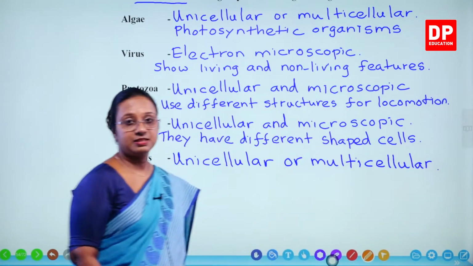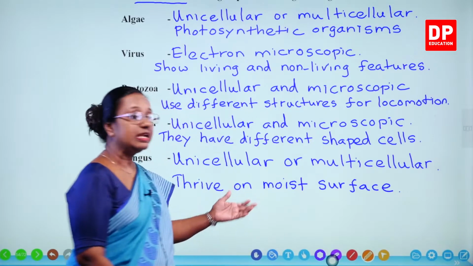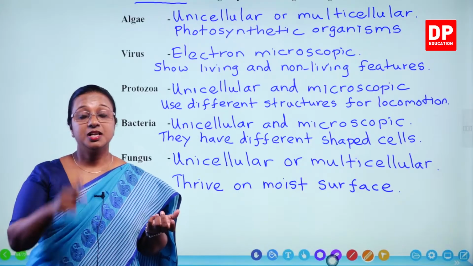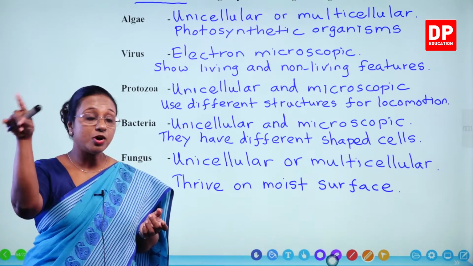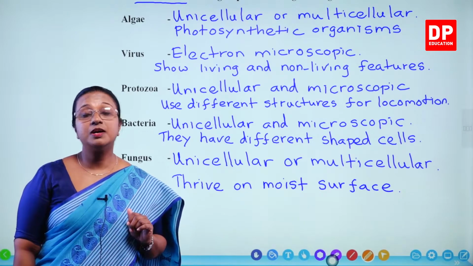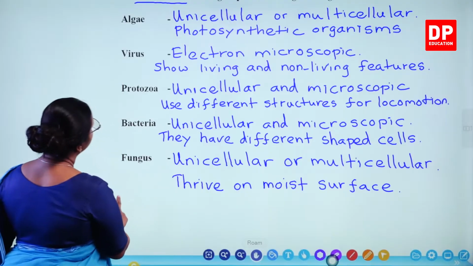And what else? They thrive on moist surface or substrate. And also you can even say they have the filamentous structure, like you can see fibers and bodies in mucus. So that is also another property of fungus. So those are the different properties.